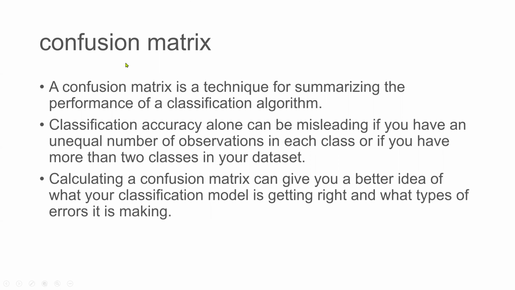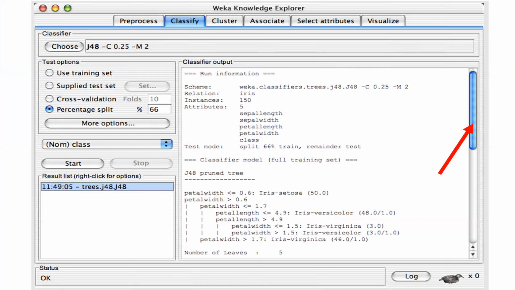We also have the confusion matrix, which is a technique for summarizing the performance of a classification algorithm. We saw our confusion matrix in Weka. Again, it shows the data that is correctly classified, the number of them in each category. The dimension of the confusion matrix depends on the number of outputs we have. In this case, our output is 3, so we have 3 by 3.